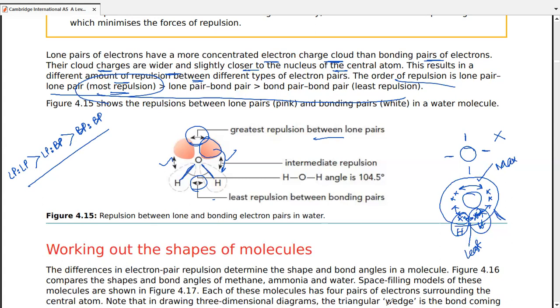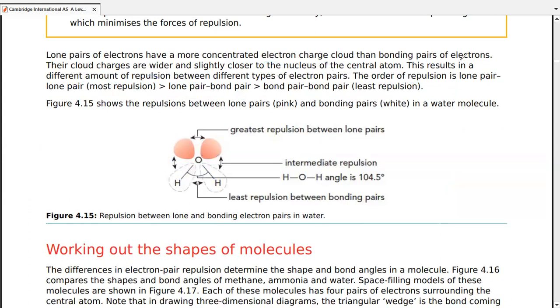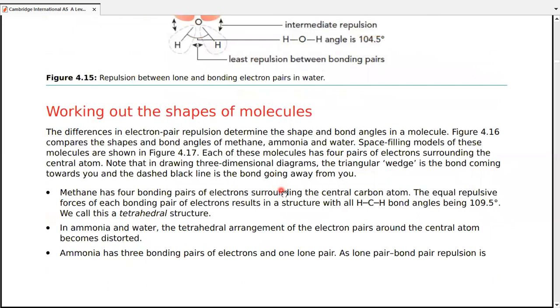Yes, sir. Okay, good. Now let's work out a few molecules. This was just an example, just one example. We have more points to explain. So we need to work out shapes of different molecules in order to give you an idea. Now, before we do that, let me revise a little bit from IGCSE part.